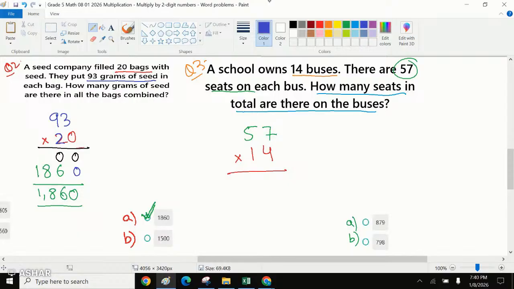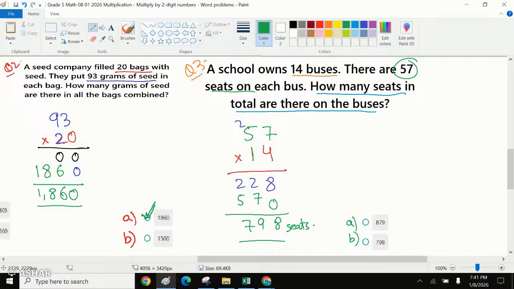4 times 7 is 28, right? 2. 4 times 5 is 20. 20 plus 2 is 22. 1 times 7 is 7. And 1 times 5 is 5. 8, 9 with a 7. So it should be how many seats? 798 seats altogether, right?